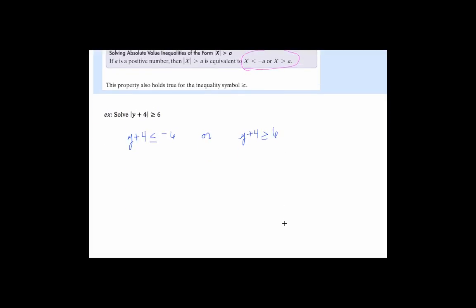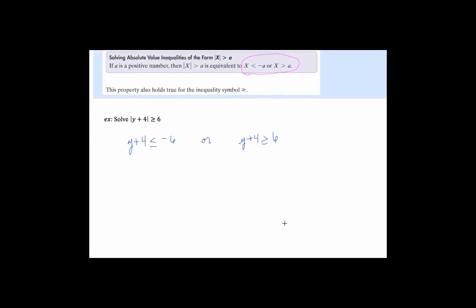Well, that gives us two inequalities to solve, and so that's exactly what we do. We just solve each inequality separately and then figure out the solution from there. So solving this first inequality for y, we subtract 4 from both sides. Negative 6 minus 4 is negative 10. And subtracting 4 from both sides over here, 6 minus 4 is 2.